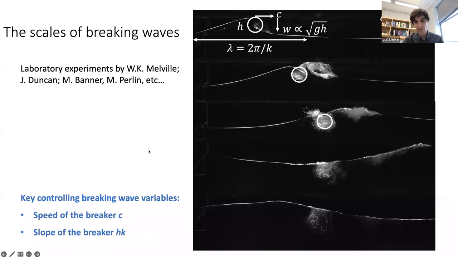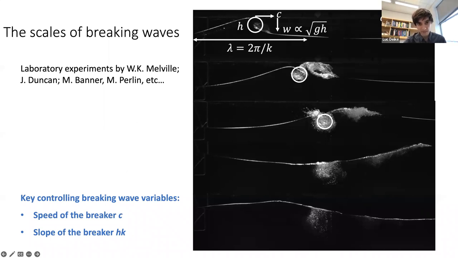Okay, so let's start with the intermediate scale. So the breaking wave, because that's gonna be sort of the building block. So what I'm gonna do builds on lab work from various people in the last 30 or 40 years that have characterized the scales of breaking waves. And so these are pictures from a wave tank experiment where you create a focusing packet, the wave breaks in the middle of the tank, and you get this very nice bubble plume that's being entrained that you can characterize.